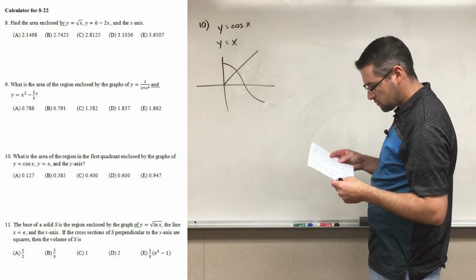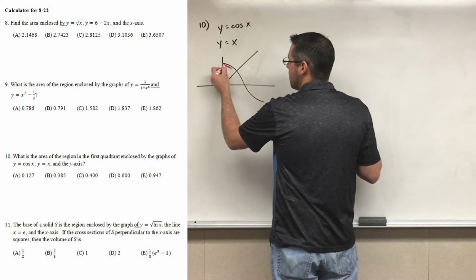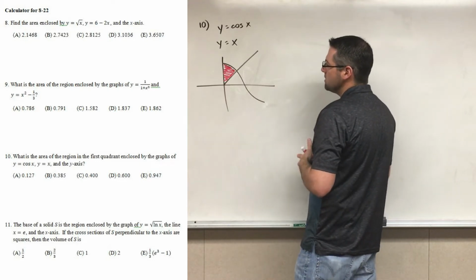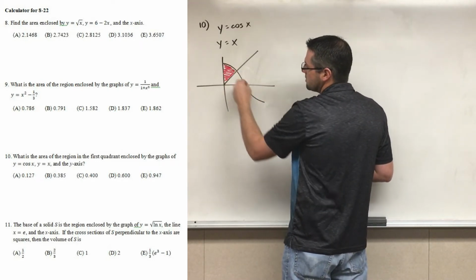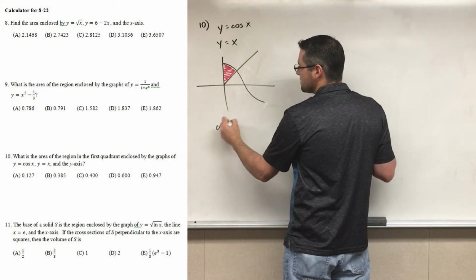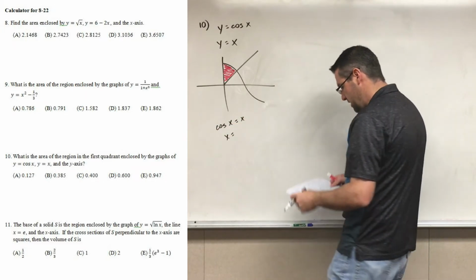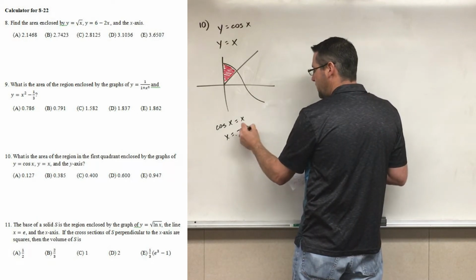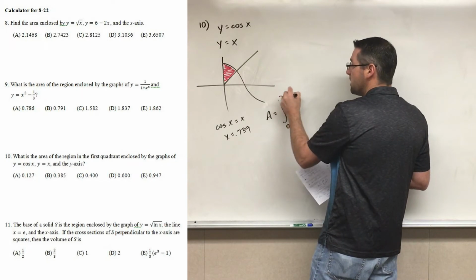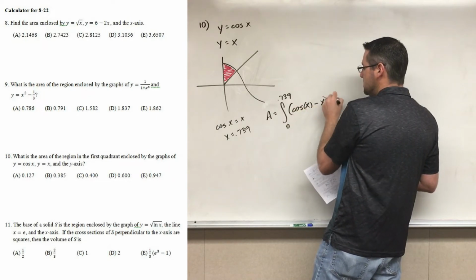Oh, and it says, and the y-axis. So we're talking about this region and the y-axis. So we're looking for this guy. So again, same concept. It's going to be the integral of the upper curve minus the lower curve. We have to find that intersection to figure it out. So we're going to set cosine of x equal to x and use our calculator to find the intersection of those two things. That intersection is 0.739. So the area would be the integral from 0 to 0.739 of cosine of x minus x dx.